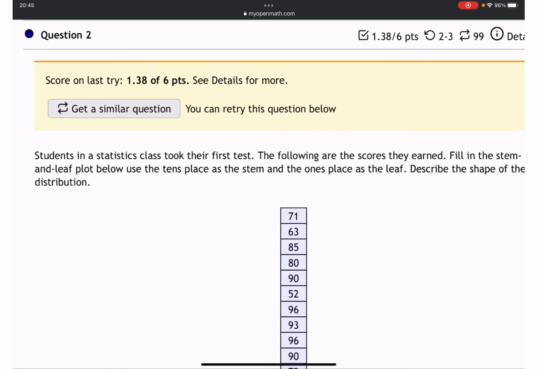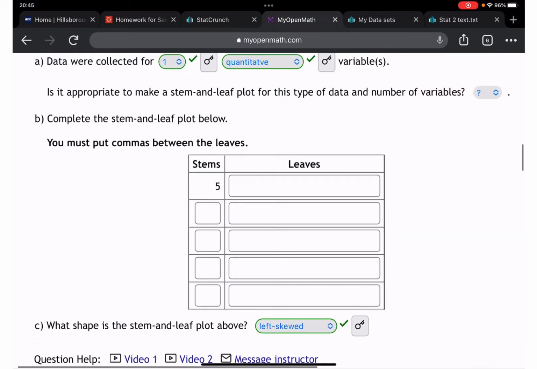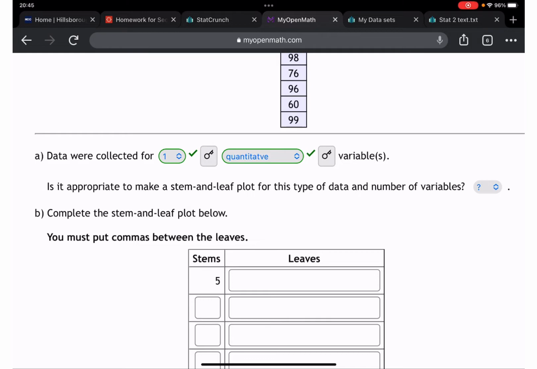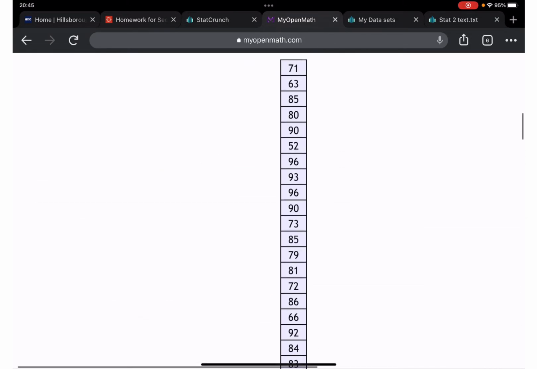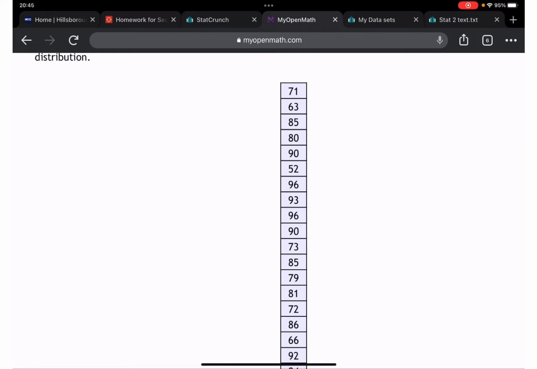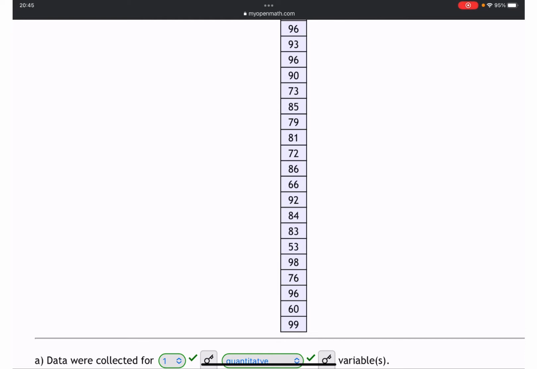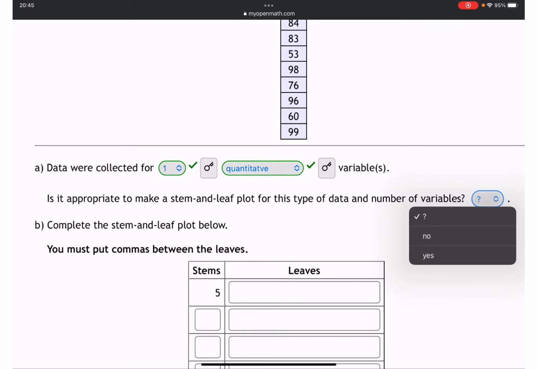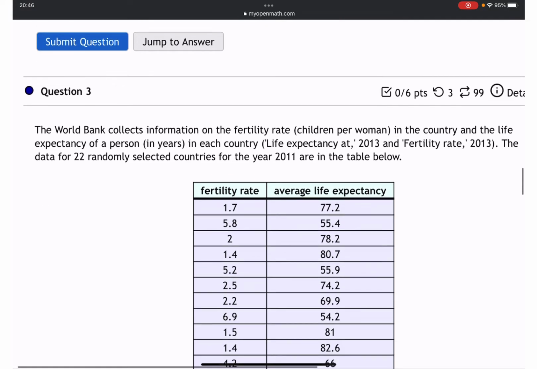Scoot and jump to question. Obviously this stem and leaf is going to give me wrong because I didn't enter. Okay, this one is correct. All answers are correct. The only thing, is it appropriate to make a stem and leaf plot? Yes, because it's definitely less than 30. 1, 2, 3, 4, 5, 6, 7, 8, 9, 10, 11, 12, 13, 14, 15, 16, 17, 18, 19, 20, 21, 22, 23, 24, 25, 26. Yes. Less than 30. Okay. All right, so we have this question also answered.